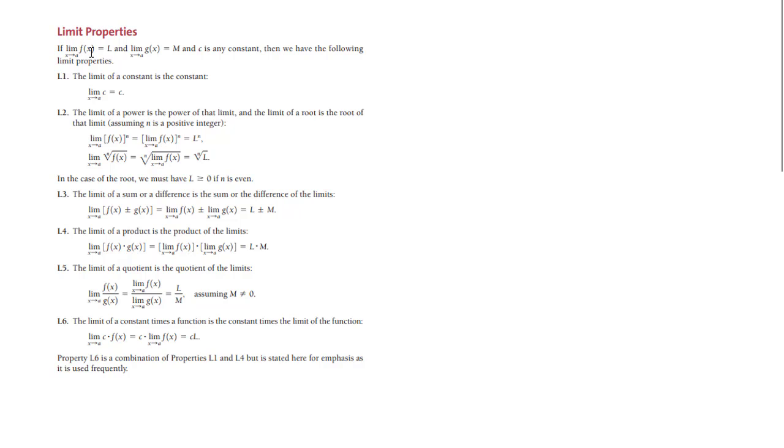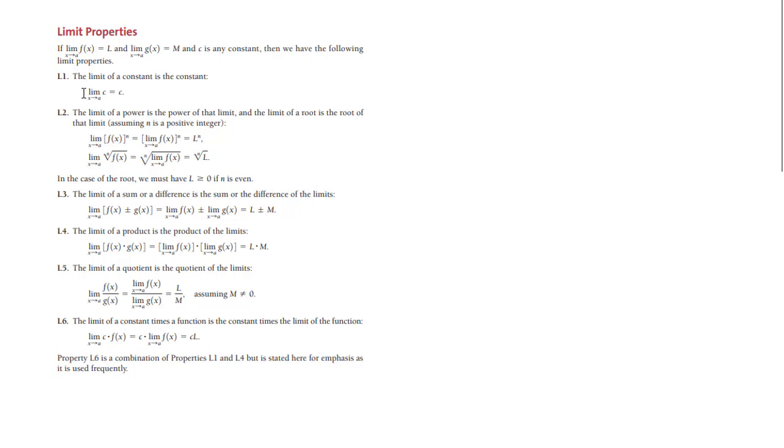If the limit when x approaches a of f of x is equal to L, any number, and the limit when x approaches a of g of x is equal to m, you see we are approaching the same number in x, and c is any constant, then we have the following limit properties. The limit of a constant is the constant.